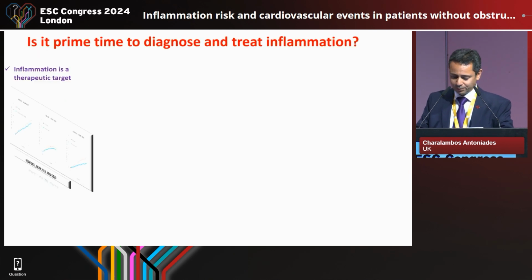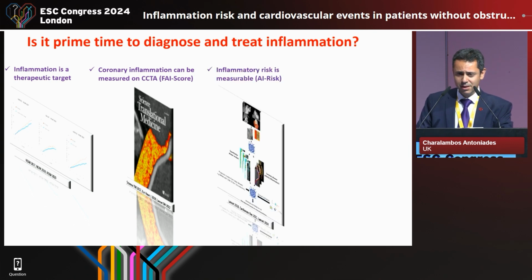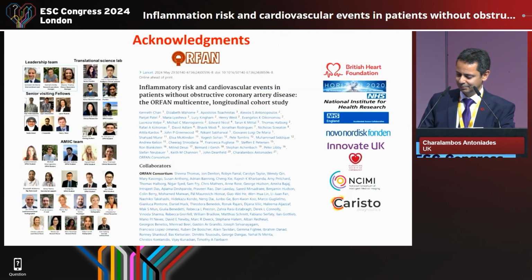Just to close, to summarize, inflammation is a therapeutic target in prevention. Coronary inflammation can be measured with coronary CT angiography, routine CCTA, using the FAI-Score. The integration of all the information, including inflammation, into a risk model is available, and applying it in a healthcare system is cost effective.